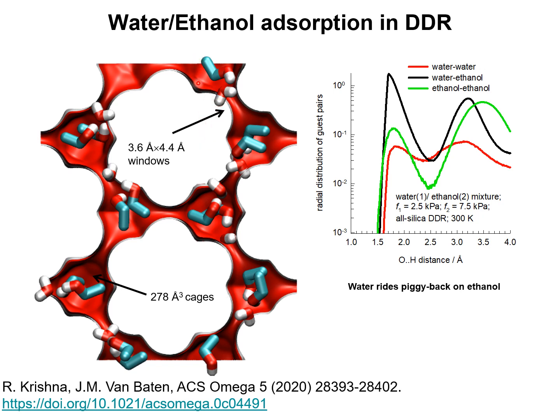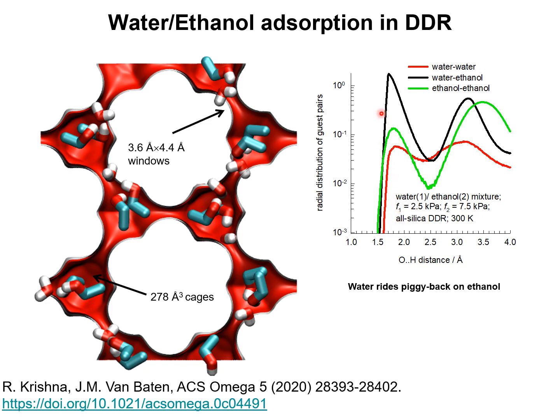I illustrate that for the case of water ethanol adsorption in DDR zeolite. DDR consists of cages of 278 cubic angstrom, and each cage is separated from an adjacent cage by windows that are approximately 4 angstrom in size. I plot here the radial distribution functions of OH distances between water molecules, ethanol molecules, and water ethanol molecules.